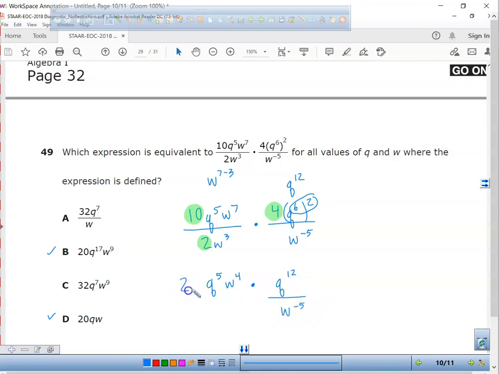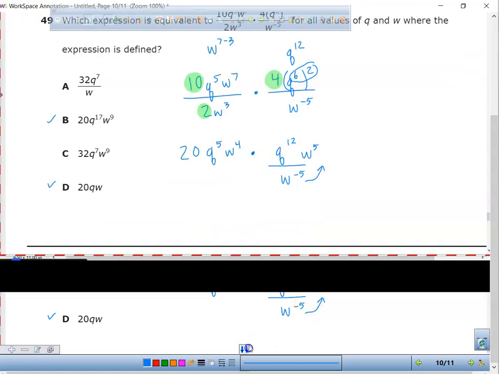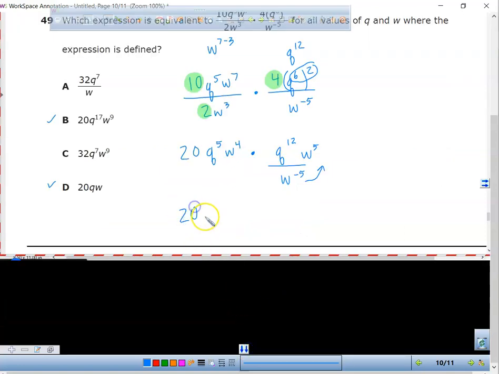Now I'm just going to put 20 out in front because I know all these become a 20. Now, the last thing I want you to understand is if you want to make that negative exponent positive, just shift it up above the division sign. So when you do that, here's what you have left. You have 20 q to the power of 5, w to the power of 4, times q to the power of 12, w to the power of 5.